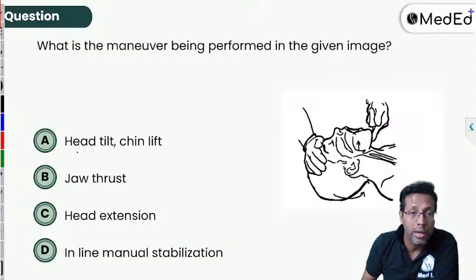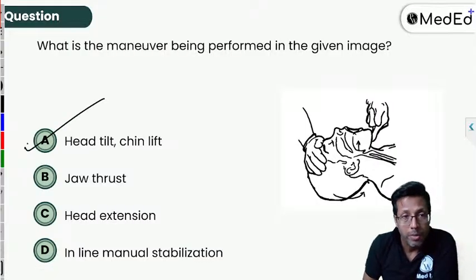Correct. It is simple head tilt, chin lift. All right. Head tilt, chin lift. Absolutely correct.